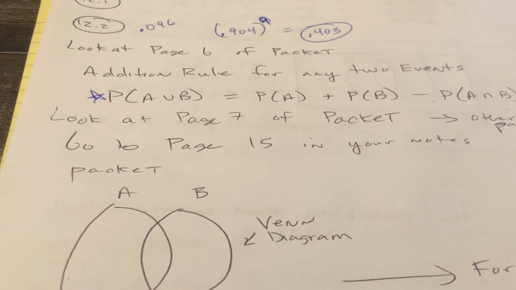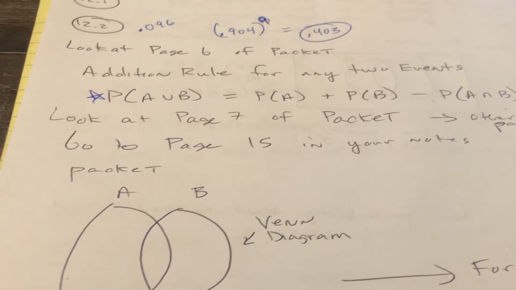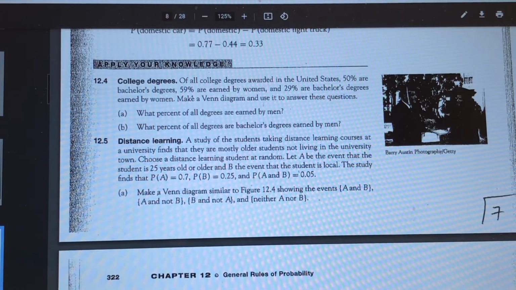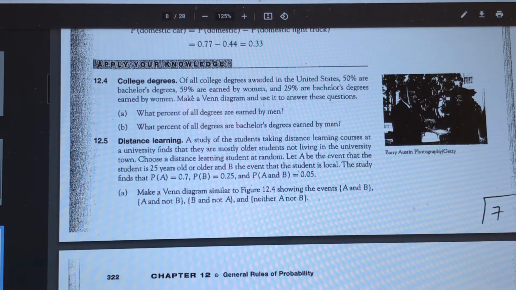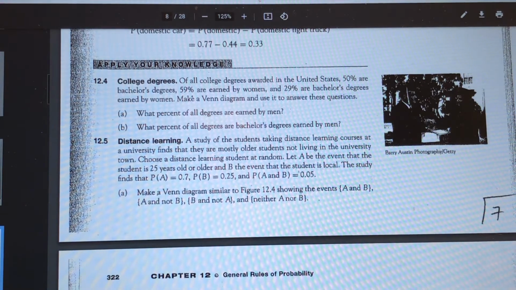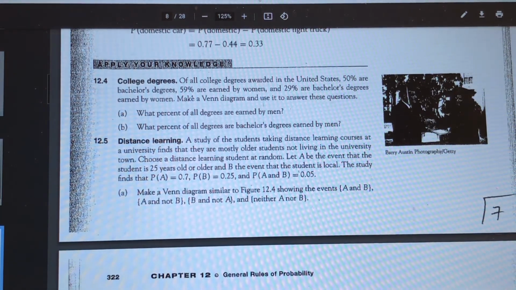What are we looking at on page 7? So on page 7, we're not really utilizing that. We're looking at 12.4 just because this is an interesting question. Of the college degrees awarded in the United States, 50% are bachelor's. So that means if you have 100 degrees, 50 are bachelor's degrees, and then 50 are non-bachelor's, whether it's associates, PhDs, masters, you got it.